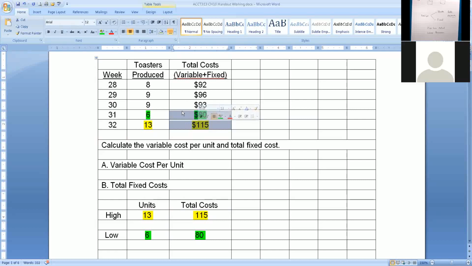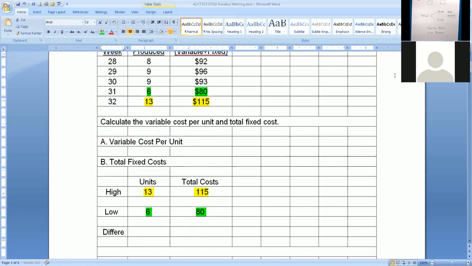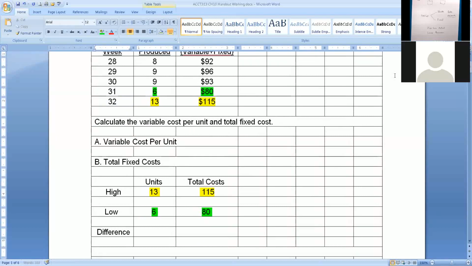Variable. So any change, for instance, the rent wasn't good. The rent in week 31 is the same as rent in week 32. All right. So if anything changed in here, it must be due to variable. So we can use that down here. So what we're going to do is take the difference. So we're going to subtract these. We'll put a negative here.